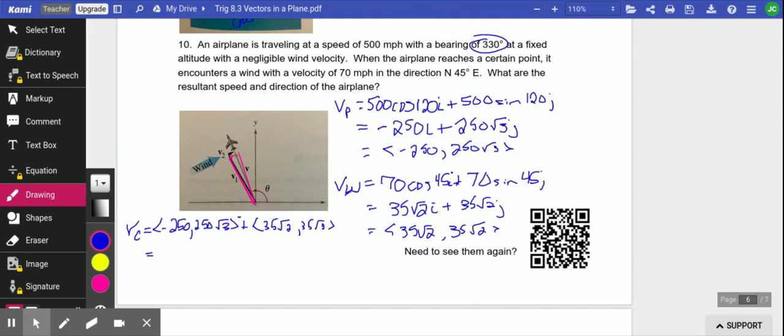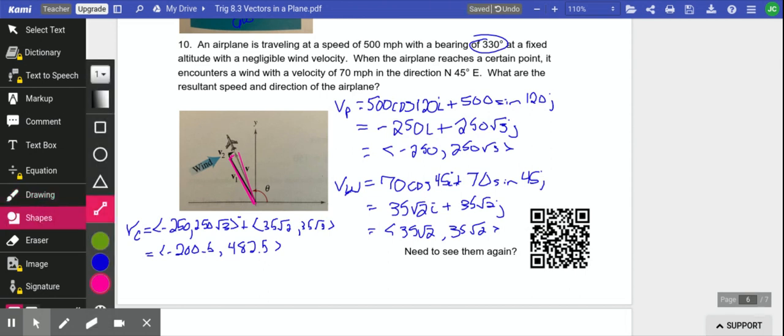So our combined vector, you can go ahead and do this in your calculator. You're going to add your x components. So negative 250 plus 35 root 2 in your calculator turns out to be negative 200.5. And you're going to add your y components. So 250 root 3 plus 35 root 2 is 482.5. So what this has shown us is this resultant vector. It's this guy right here, negative 200.5 to the left and up 482.5.